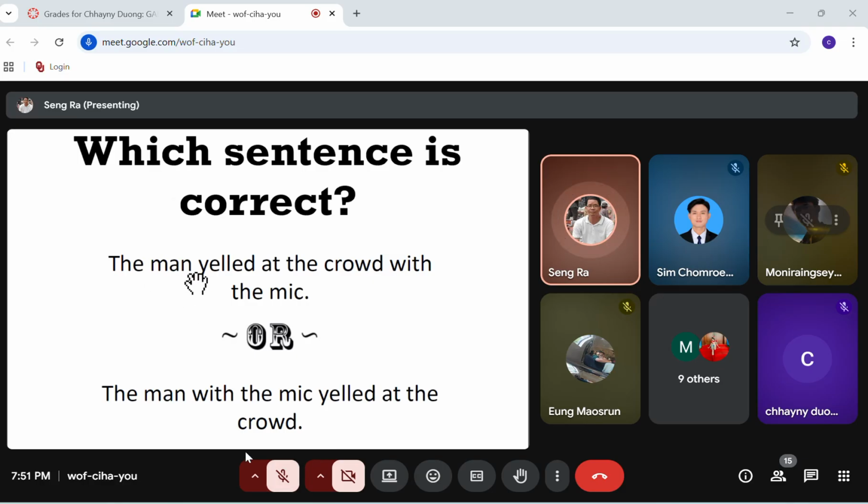Okay, you can see the phrase with the microphone. In the first example, with the microphone is put at the end, and in the second example, with the microphone is put in the middle. That makes a difference. Can you tell me now which one is correct?